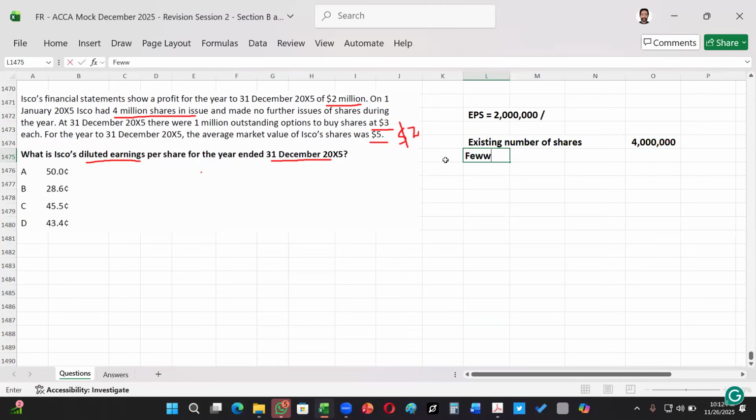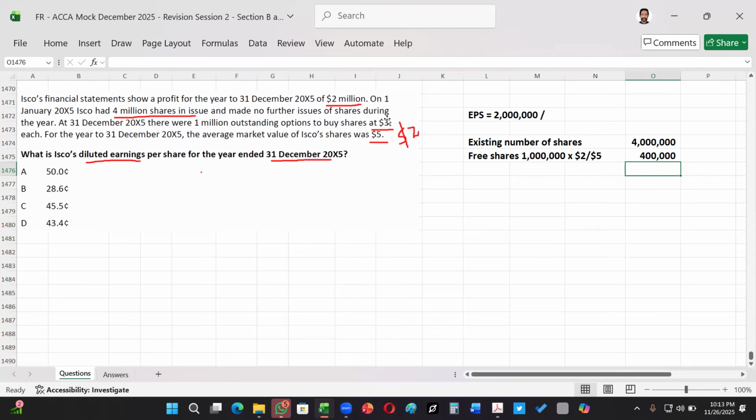Free shares. Why would I call them free shares? Because the share options are 1 million, and the bonus portion is $2 as compared to the normal price of $5. So this is going to help us find the free portion. That is 1 million times 2 divided by 5. So these are the number of shares which are considered free. For them we're not paying anything.